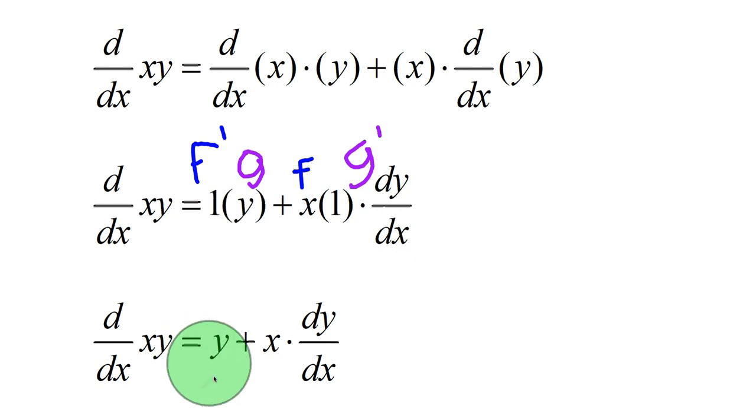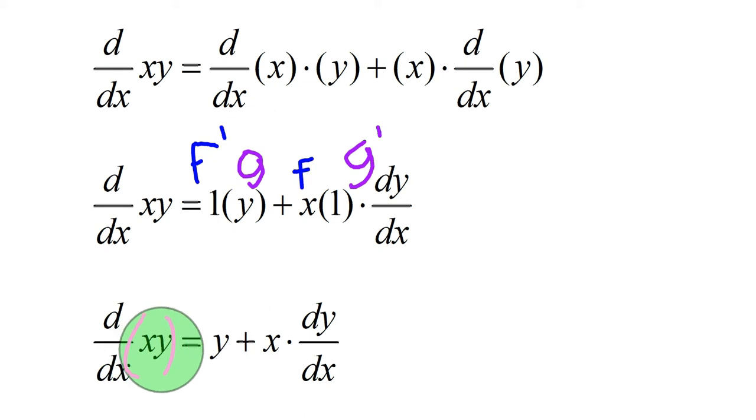1 times y is y. x times 1 times dy/dx is x times dy/dx. That's your final answer. So it means that the derivative d/dx of xy, again, we should probably use parentheses here, is equal to y plus x dy/dx. So in case you just want to remember that, the d/dx of xy will always be y plus x dy/dx. Now, if you were doing d/dy, the answer would be different, right?